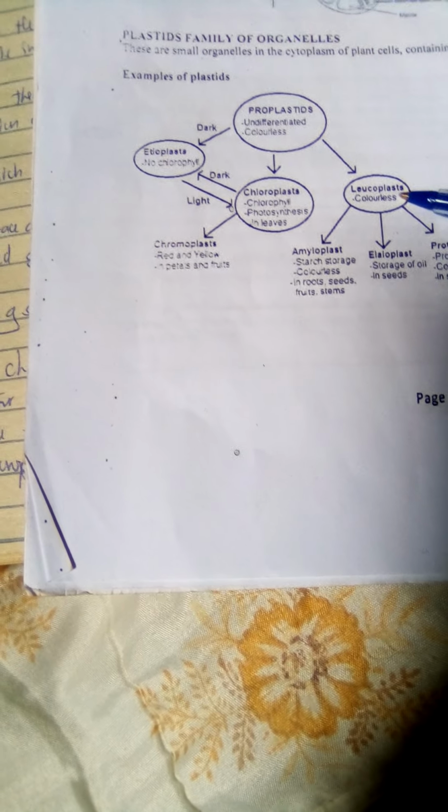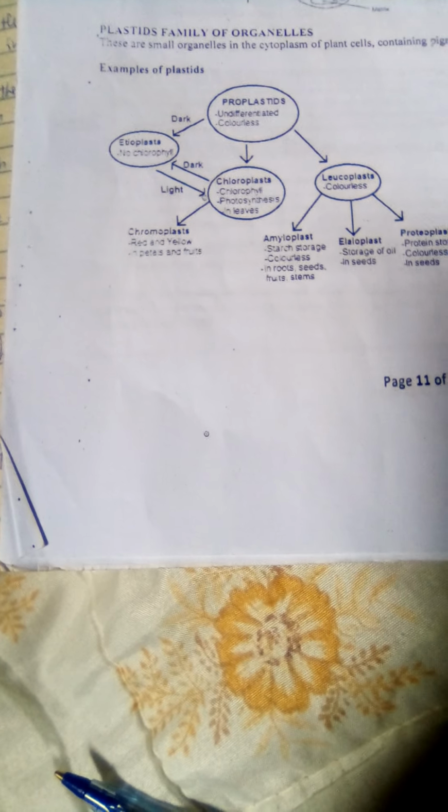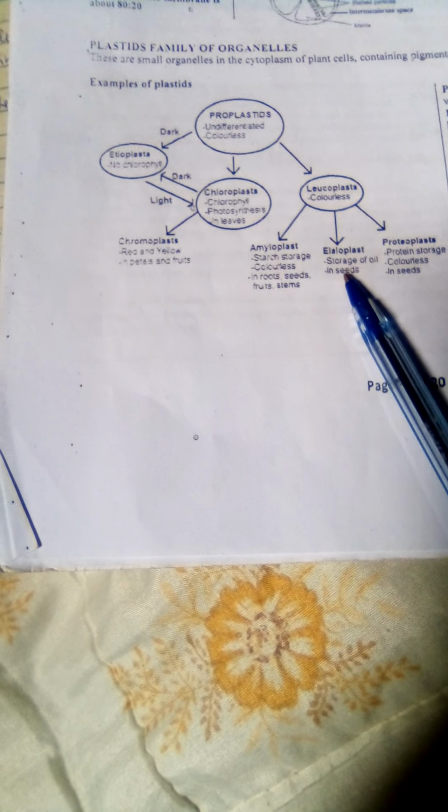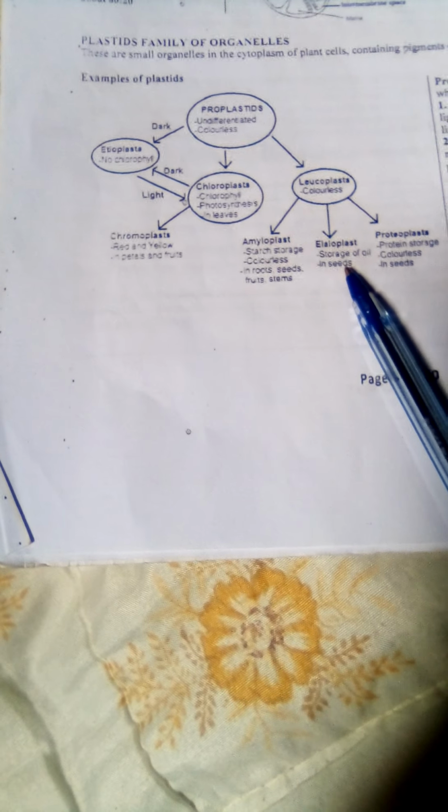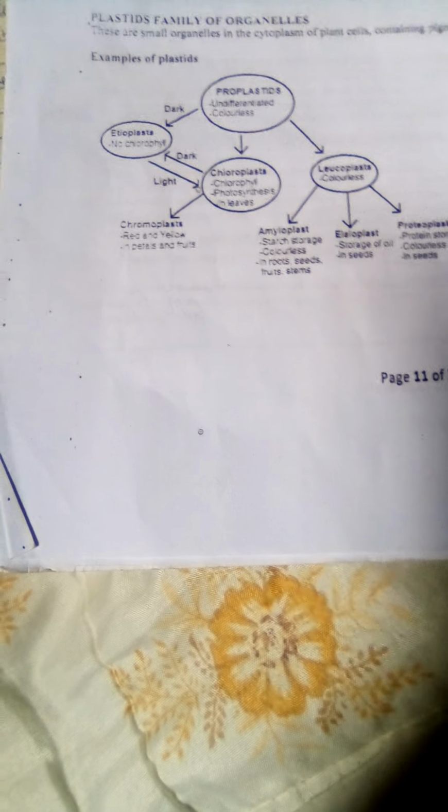The proplastids are also divided into the leucoplasts. These leucoplasts are colorless, and they include the amyloplasts. Amyloplasts form and store starch in tubers, roots, and stems. We have the elaioplasts, which form and store oil. Then we have the proteoplasts. Proteoplasts store crystalline proteins in plant seeds.